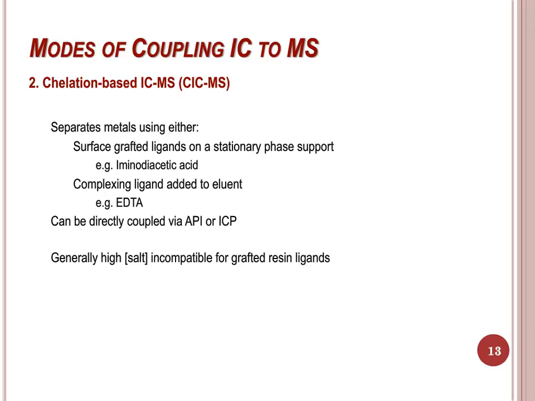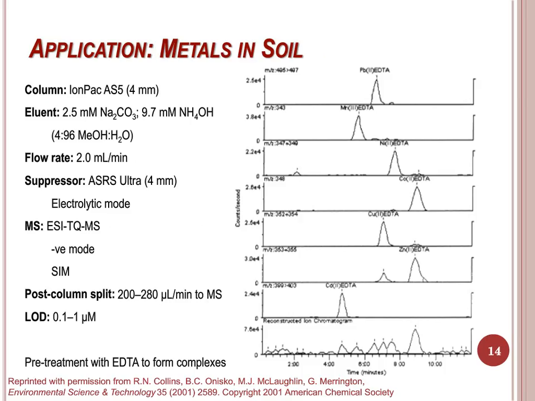Collins et al. demonstrated the pretreatment of samples with ethylene diamine tetraacetic acid, EDTA, to effect a 12-minute separation of metal EDTA complexes having a net negative charge, with an isocratic eluent of 2.5 millimolar ammonium carbonate, 9.7 millimolar ammonium hydroxide, and 4% methanol. Sensitive mass spec detection was facilitated using an auto-regenerated electrodialytic suppressor, and ESI was operated in negative ionization mode. Detection was performed mainly by selected ion monitoring of the precursor ion [M-H]- where possible.